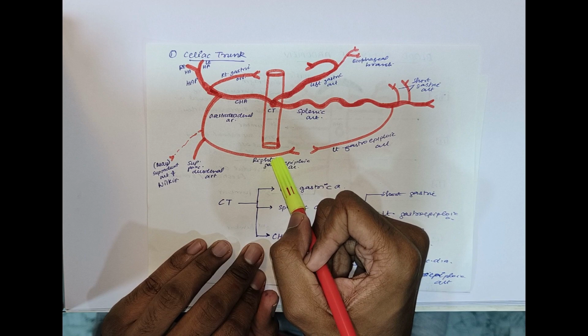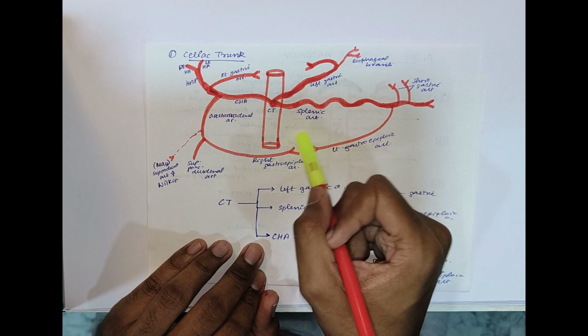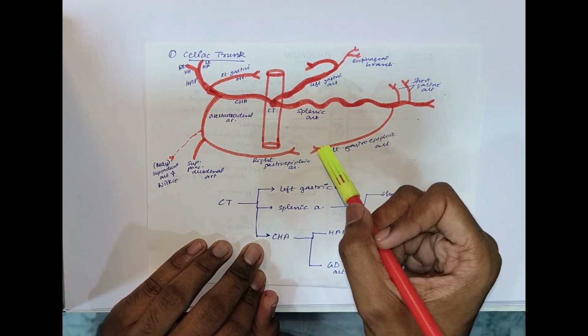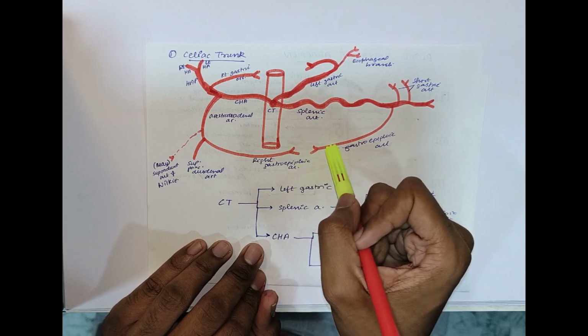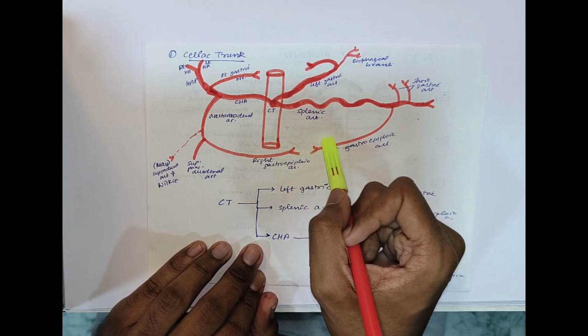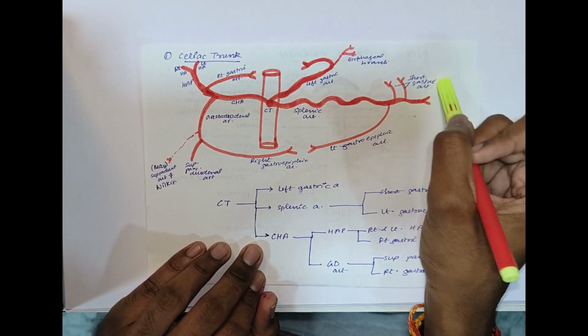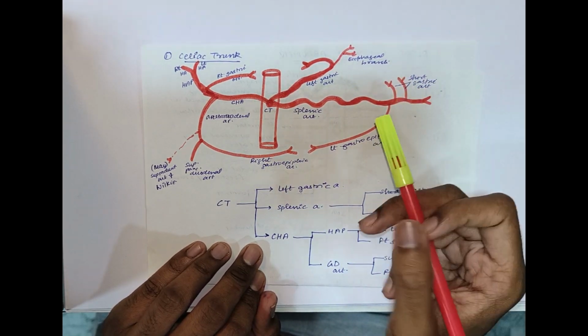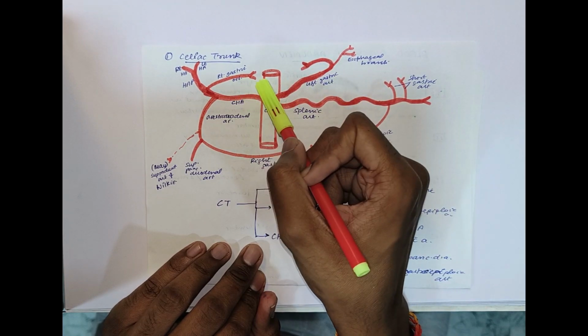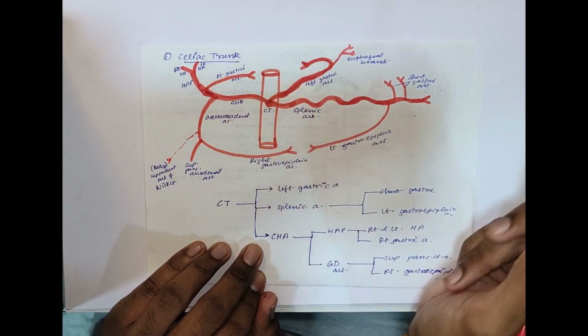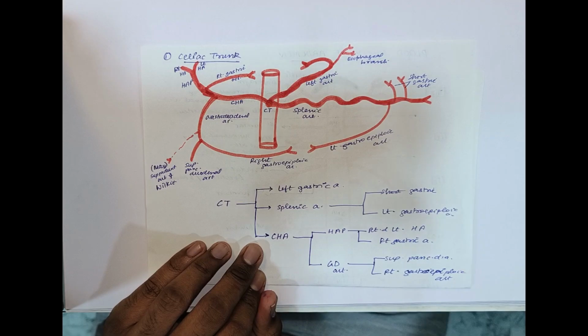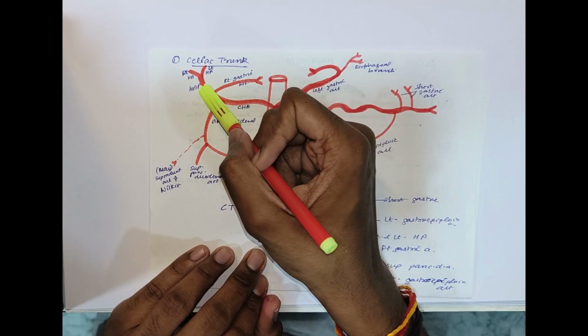Now, the right gastroepiploic artery and the left gastroepiploic artery anastomose with each other. These two arteries supply the greater part of the stomach, basically the greater curvature of the stomach. The short gastric arteries also supply a part of the stomach. The left gastric artery and the right gastric artery also supply part of the stomach, and they both anastomose with each other.